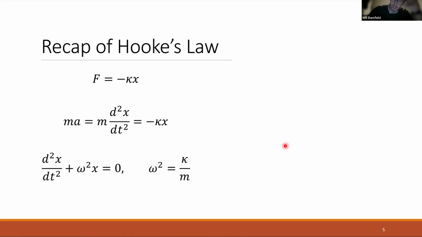And we can make the substitution here that omega squared equals kappa over m, where kappa is the spring stiffness I've mentioned, and m is the mass. So you might recognize this as the equation for a simple harmonic oscillator.